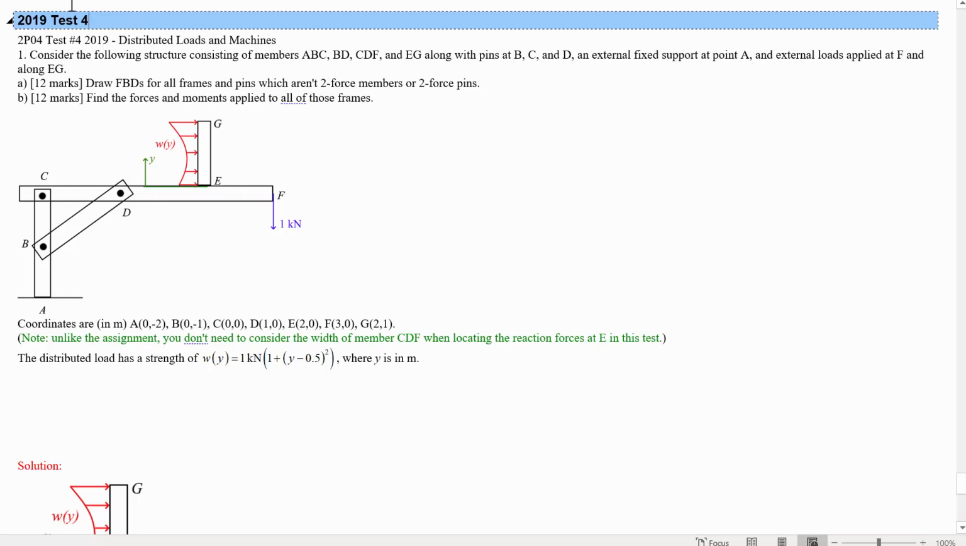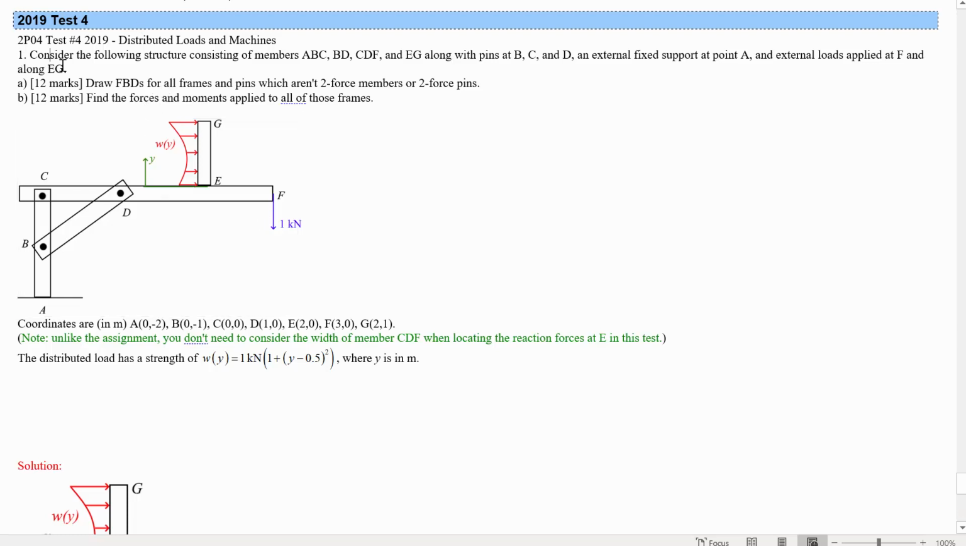I thought that I would go over the 2019 test number 4. This is back when the course had tests, which was on, at the time, distributed loads and machines. Now we still have trusses and frames dealt with in there, so this is a good question that gets to the same point as the course has gotten to this week in 2020.